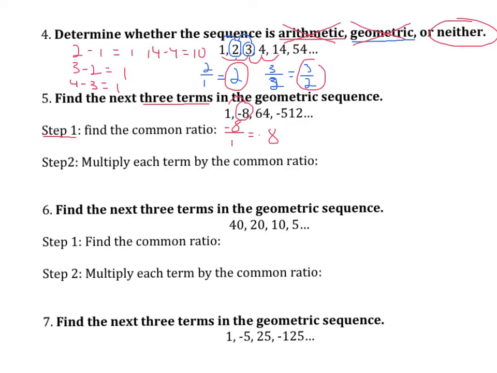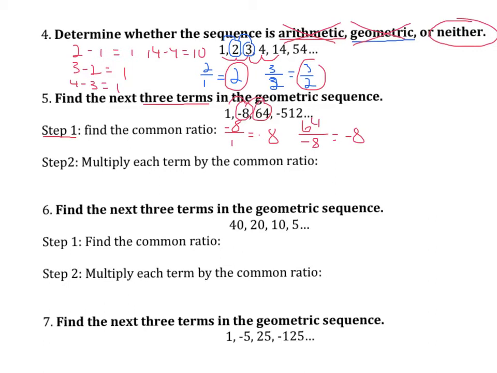And we can test it to make sure that this is geometric if we want to. So if we took 64 and put it on top of negative 8, we're going to get negative 8. So that's just more evidence that our common ratio is negative 8. So now we know the common ratio. All we have to do is multiply to find the next 3 terms.